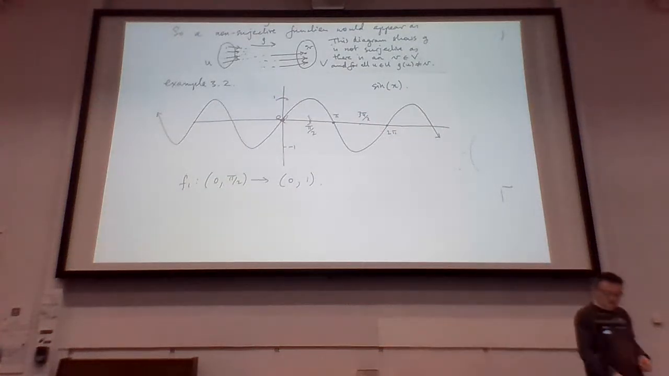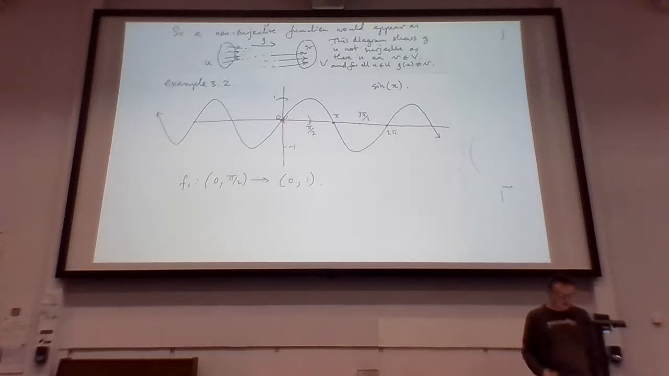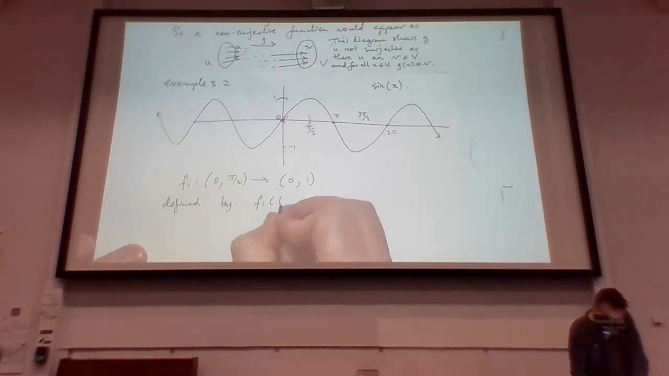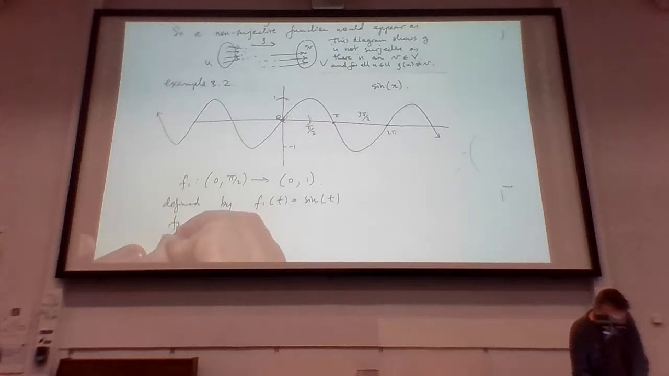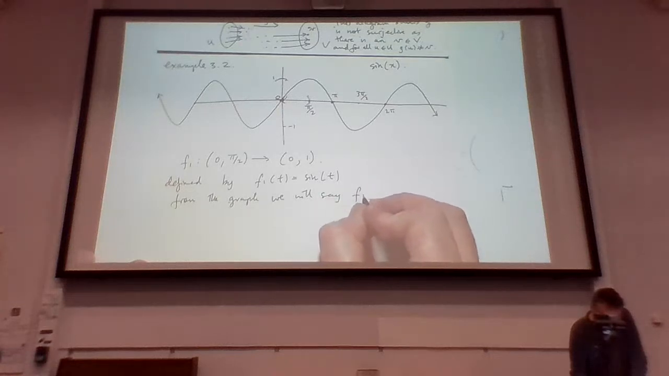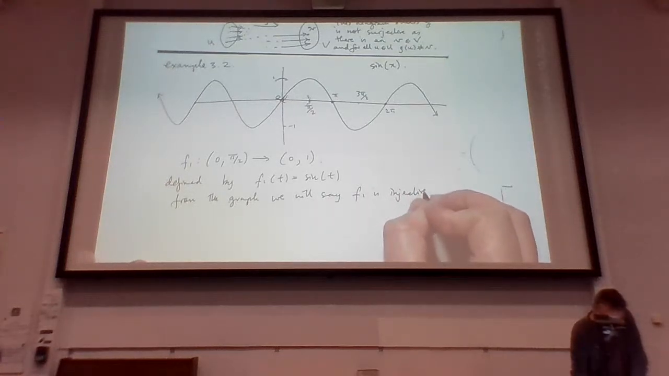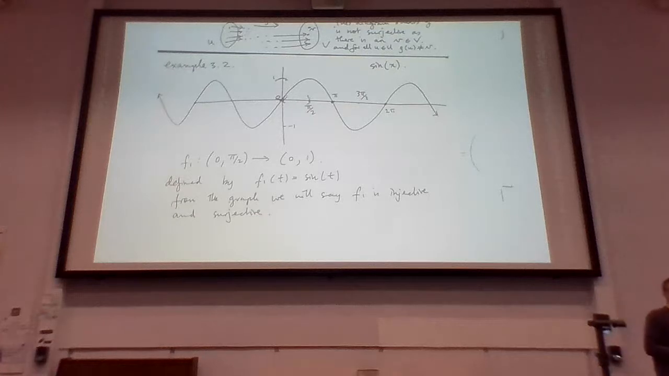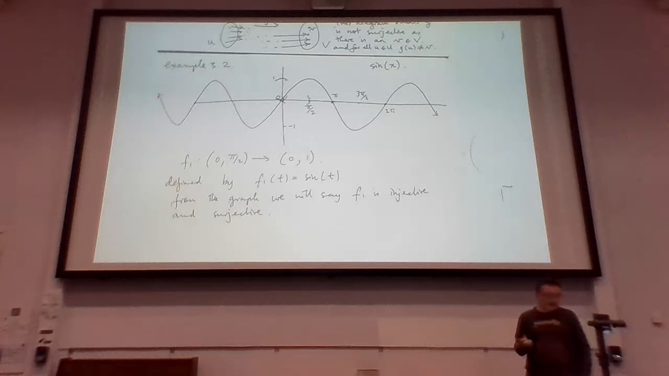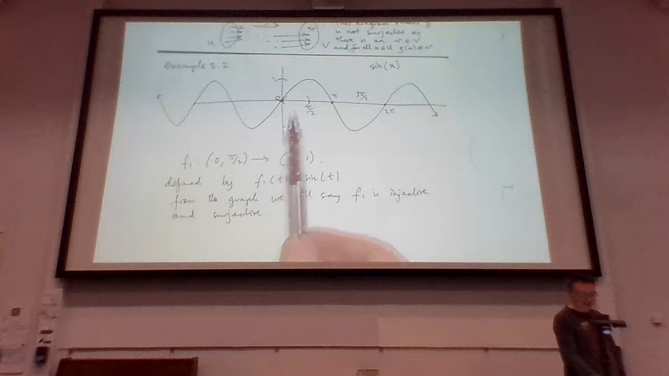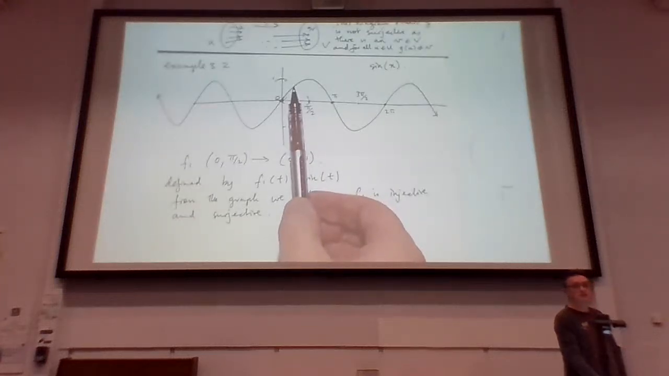So f1 of t equals sine t. Just arguing from the graph, it's not a rigorous proof, but from the graph we will say that f1 is injective and surjective. It is never true that two different arguments from the domain in this interval get sent to the same value. That never happens.